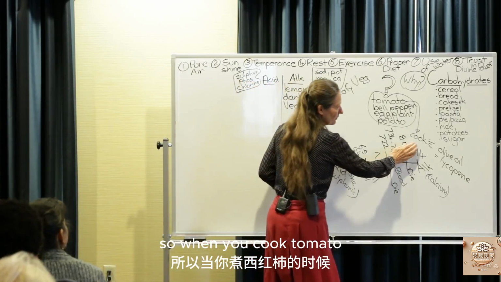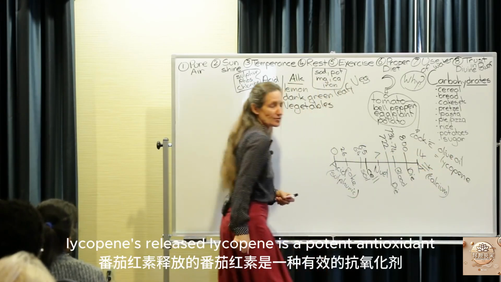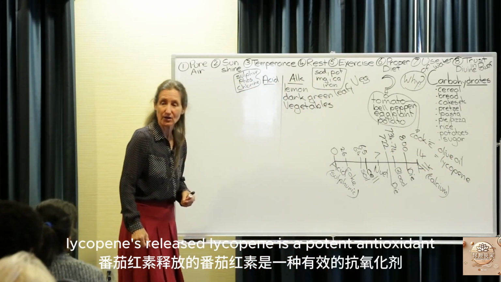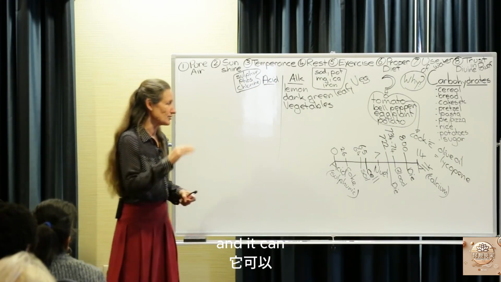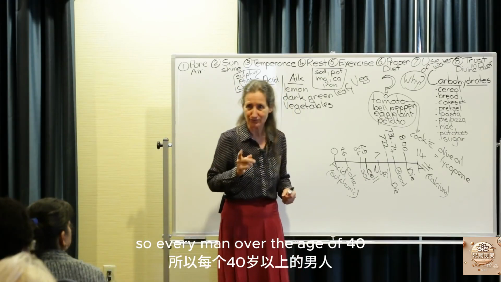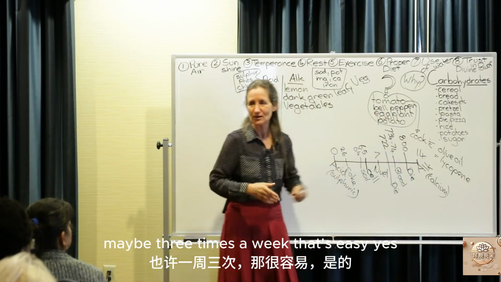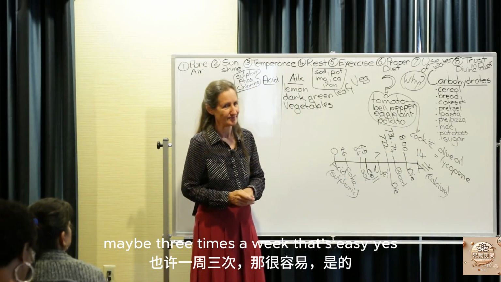So when you cook tomato, and I think olive oil goes the nicest, lycopene's released. Lycopene is a potent antioxidant, and it can reduce the inflammation of the prostate gland. So every man over the age of 40 should have a cooked tomato and olive oil dish maybe 3 times a week. That's easy. Yes?